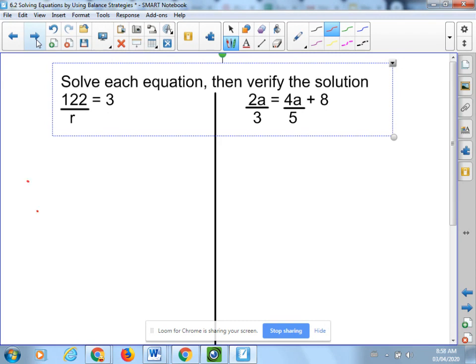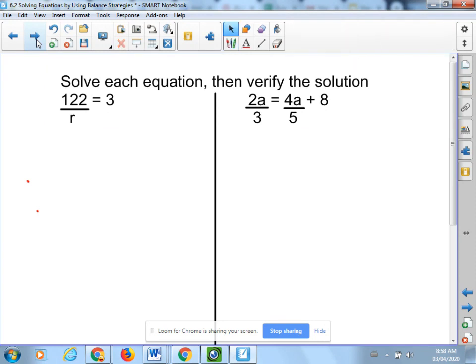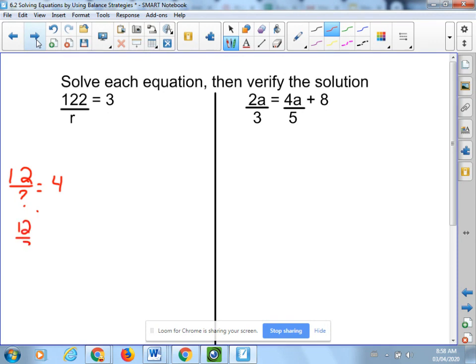Okay, so when we have a question that looks like this first one, 122 divided by r equals 3, this makes us go back to remembering things. Like if I had 12 divided by a question mark and it equals 4, do you know what that question mark is? Okay, so you should know that 12 divided by 3 is equal to 4. Do you also know that 12 divided by 4 is equal to 3? Which means that I can interchange these two numbers in a division and still get the correct answer.